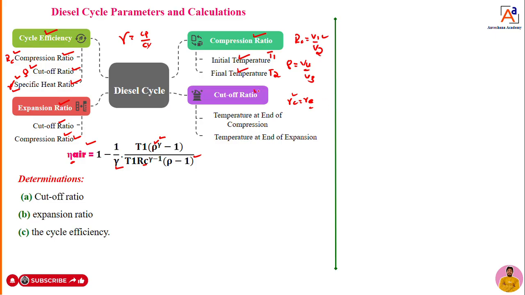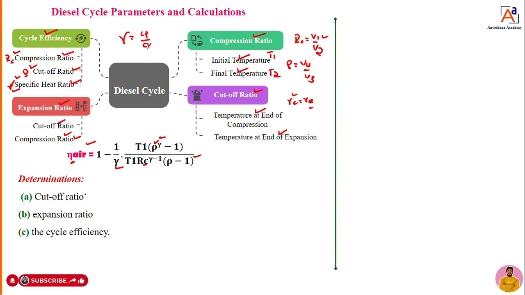Okay, fine. To calculate that cutoff ratio, we need to calculate the temperature at the end of the compression, and we need to calculate the temperature at the end of the expansion. So to calculate this cutoff ratio and expansion ratio, temperatures will play a very important role. How it is, that we will see step by step in coming slides.